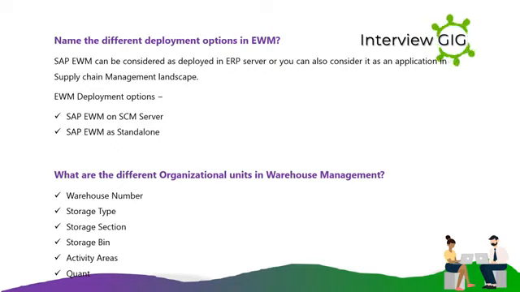SAP EWM can be considered as deployed in the ERP server, or you can also consider it as an application in the supply chain management landscape. EWM deployment options: SAP EWM on SCM server, SAP EWM as standalone. What are the different organizational units in warehouse management? Warehouse number. Storage type. Storage section. Storage bin. Activity areas. GWANT.